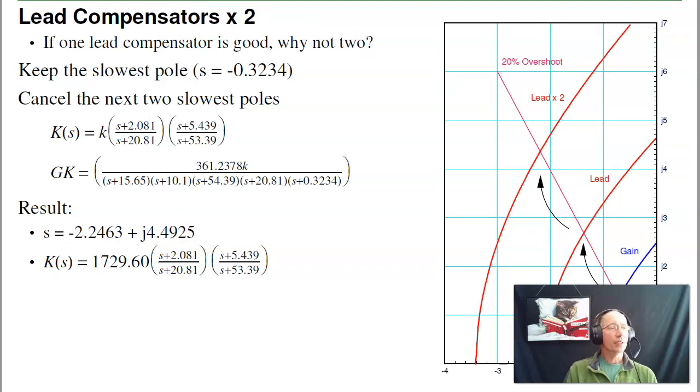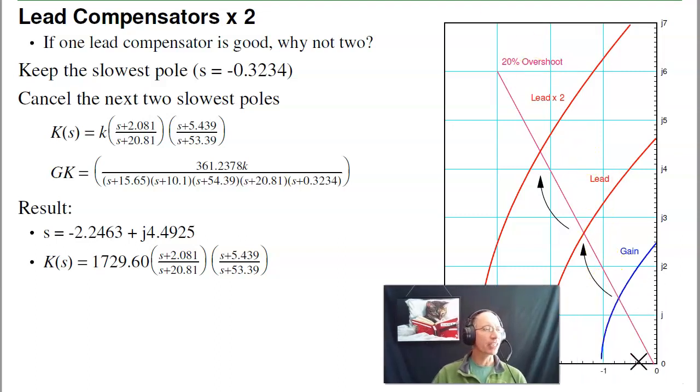Now, a single lead compensator speeds up the system. That's good. It actually does two things: I get a faster system and better tracking. So if a single lead compensator is good, why not add two lead compensators? And it turns out you actually can.